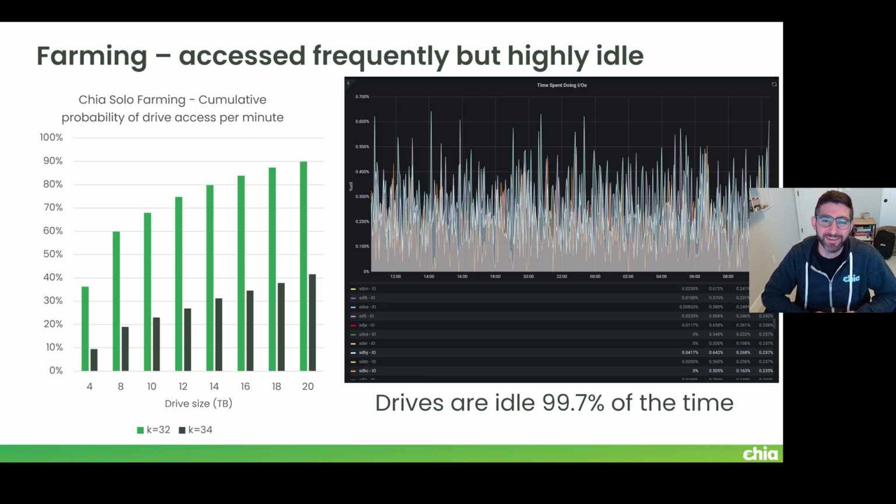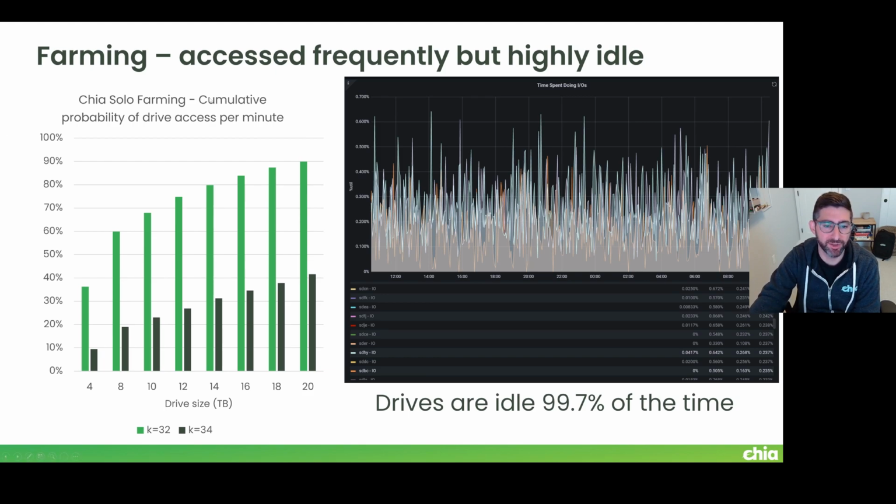It's actually idle 99.7% of the time. So the drive, when you're doing farming, this is with hundreds of drives on a single harvester, as you just saw, but it doesn't really affect the amount of I/O done to the drives. The drives are basically just sitting there mostly idle. And for the probability that it's going to get accessed per minute, you can take the cumulative distribution function or binomial distribution and say, okay, in a minute, how many signage points are going to be in a minute, and what's the probability of at least one plot passing the filter? Because if one plot passes the filter, then you have to do some I/O.